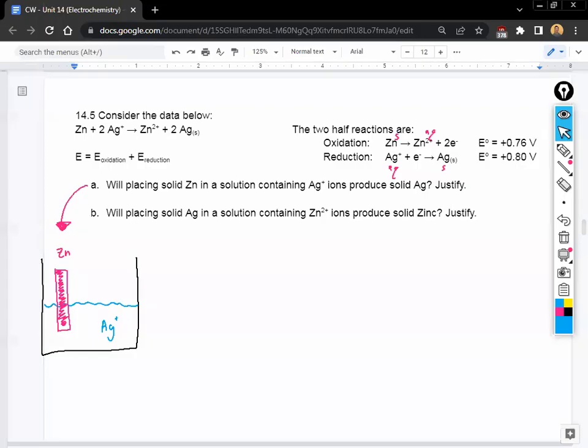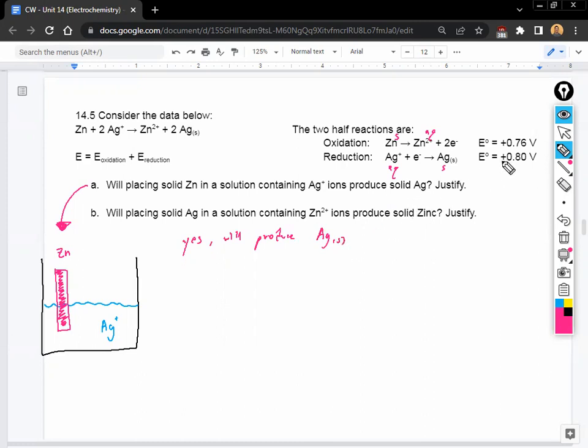All right, guys, let's go over this. Will placing solid zinc in a solution with silver ions produce solid silver? Let's do a quick poll. Who thinks yes, it will produce solid silver? Okay, that is everybody. I'm not even going to ask the other one. Yeah, it's true. So the answer to part A is yes, it will produce solid silver. And the reasoning is very simple.